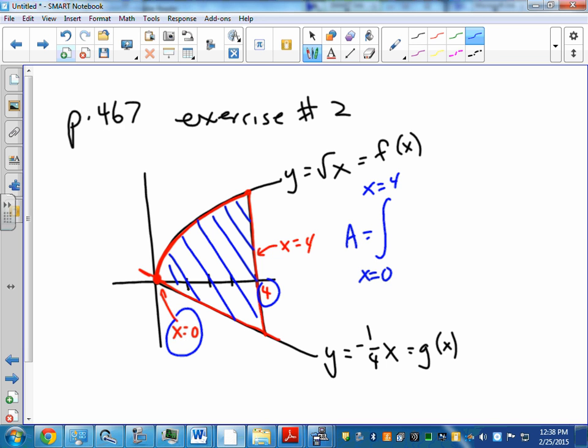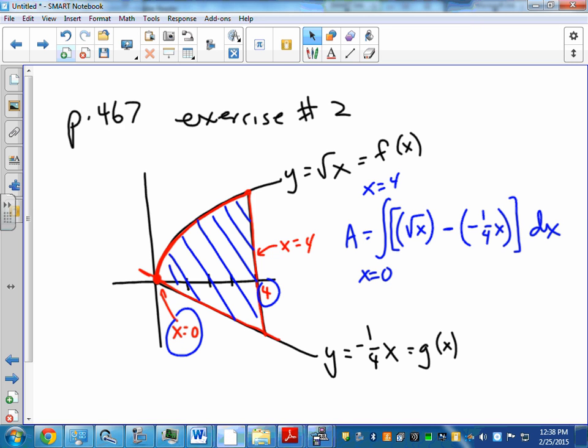And then the integrand is the top function, which is the square root of x. Take away the bottom function, which is minus 1/4 x. And we're going to find that difference and then integrate with respect to x. And if the question was simply to set it up, we're done. We have done the integral that gives us the area.